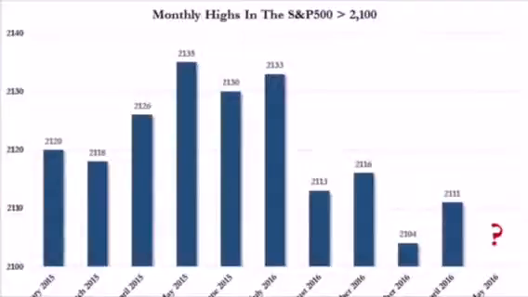Monthly highs in the S&P 500 greater than 2100. In many instances we have seen individuals claiming, look, the stock market is going to go over 2000, 2100. Now, if you take this as the perfect example, there have been many instances where this has occurred in the recent past. So they can be right over and over again, yet it will come crashing down over and over again.